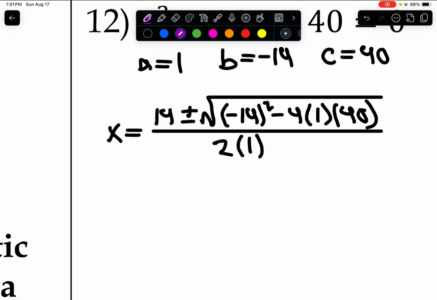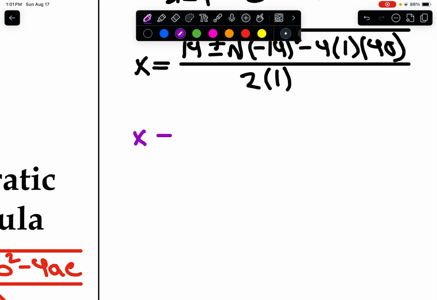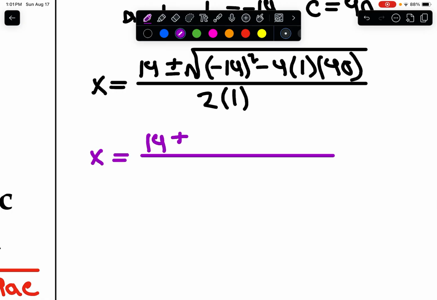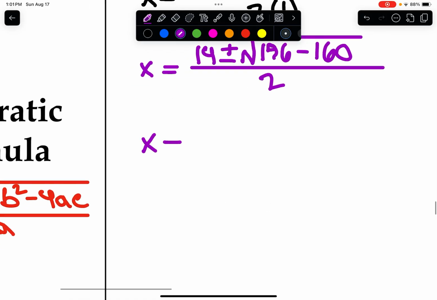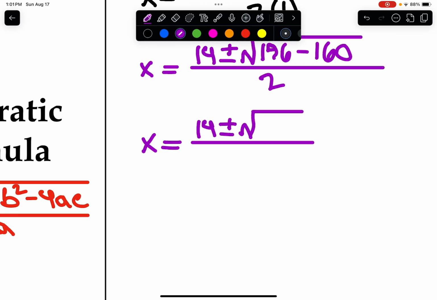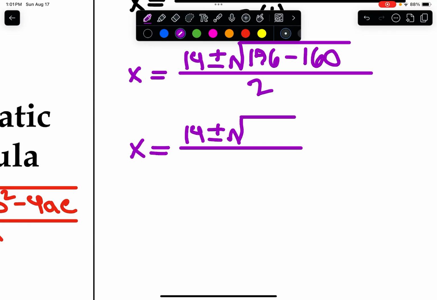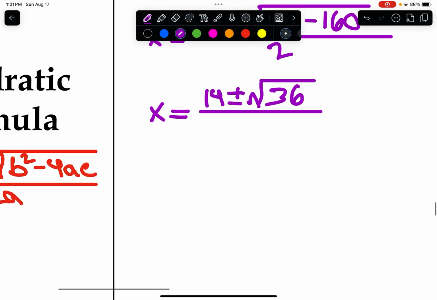Now we're just going to simplify. We're going to have 14 plus or minus the square root of negative 14 squared, which is going to be 196, and then minus 4 times 1 times 40, which is going to be minus 160. That's going to be all over 2. When you subtract, 14 plus or minus the square root of 196 minus 160, which gives you 36, all over 2.